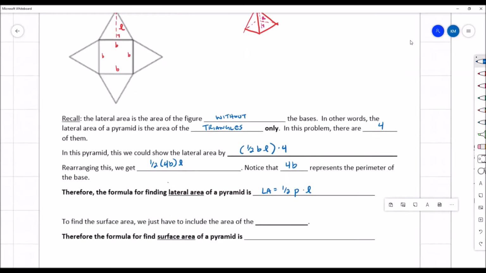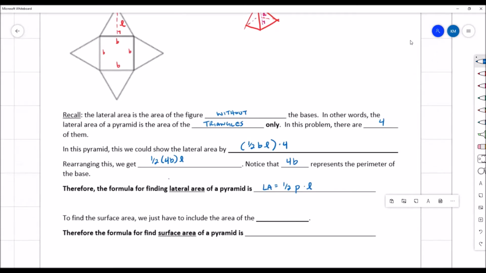To find the surface area, we just have to include the area of the base. Therefore, the formula to find the surface area of a pyramid is surface area equals lateral area plus base. Or you might write it as 1/2 the perimeter of the base times slant height, plus the base.